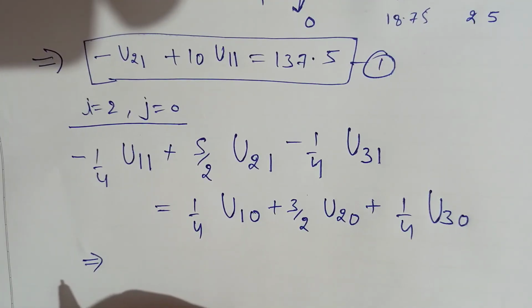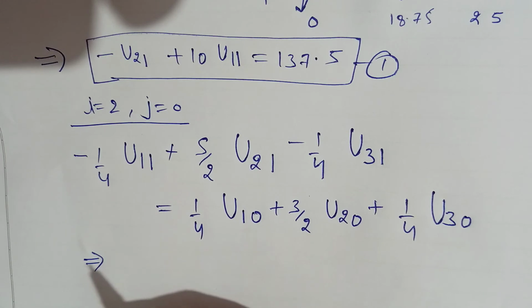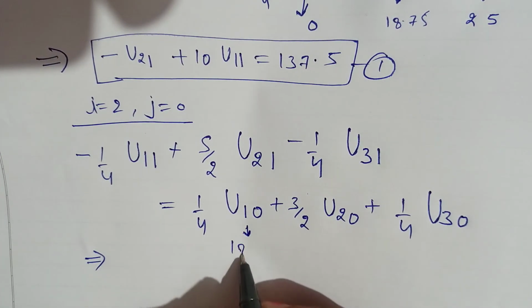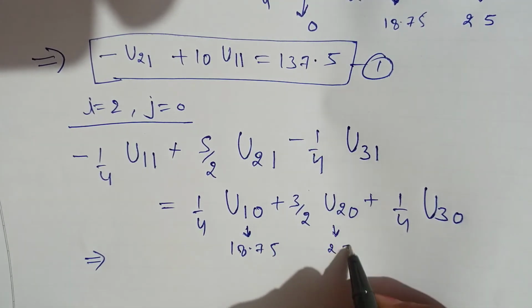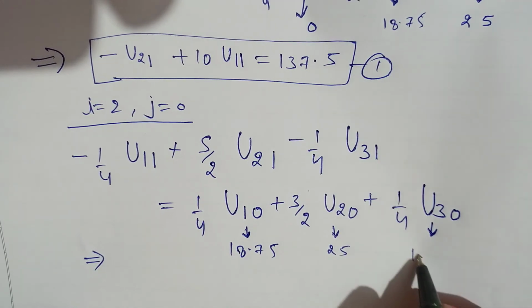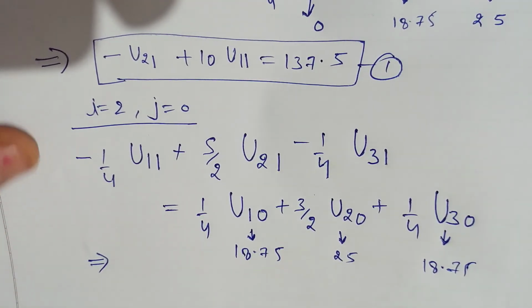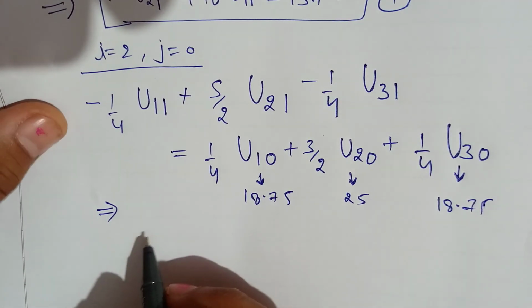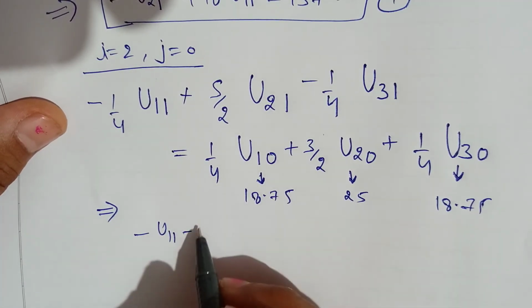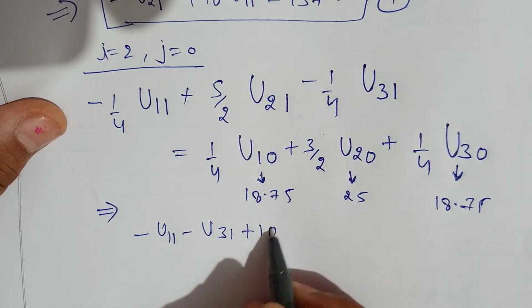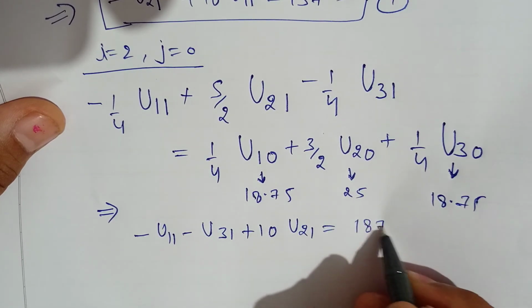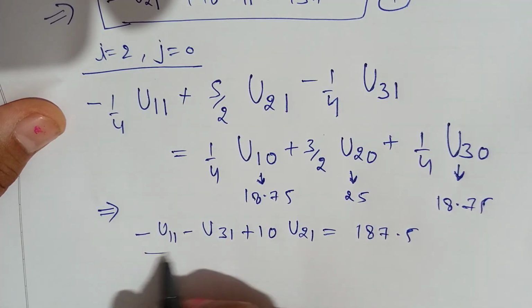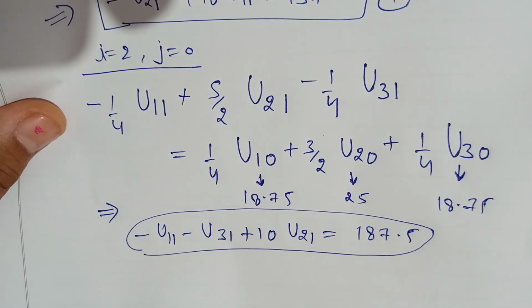And the boundary conditions: u1,0 is 18.75, u2,0 is 25, and u3,0 is 18.75. If you simplify, finally for the second equation we get minus u11 minus u31 plus 10 u21 equal to 187.5. This is the second equation.